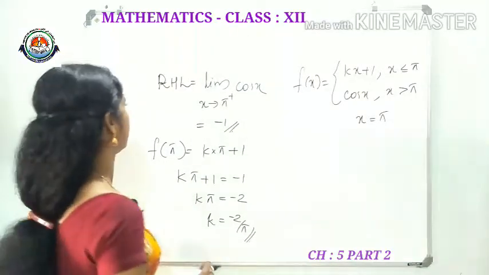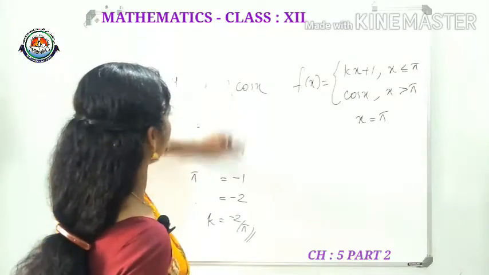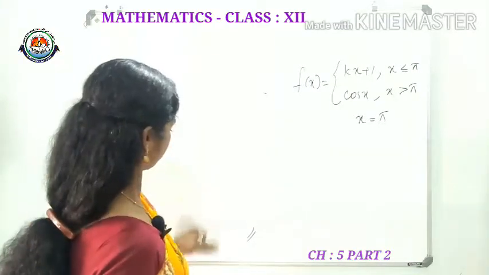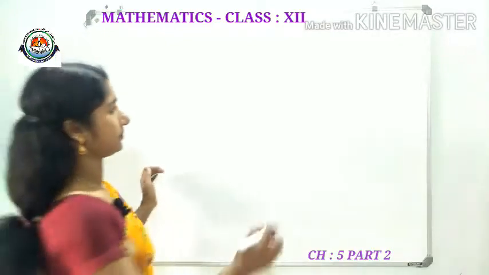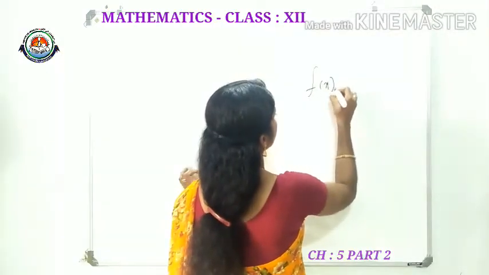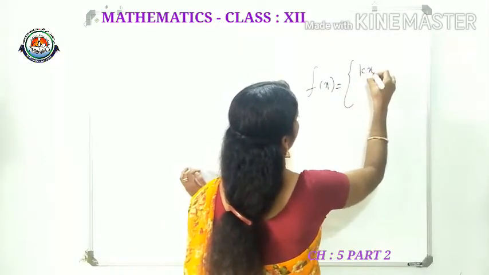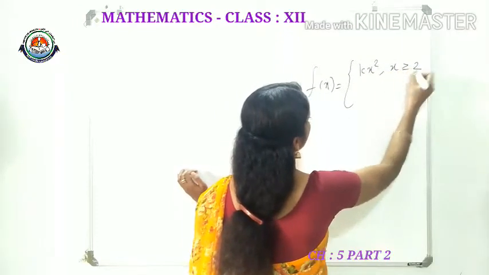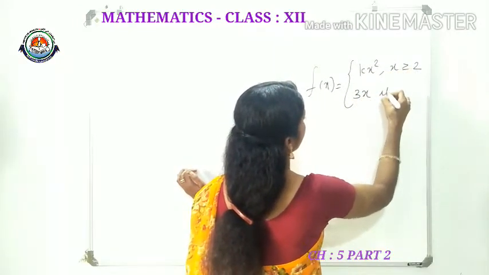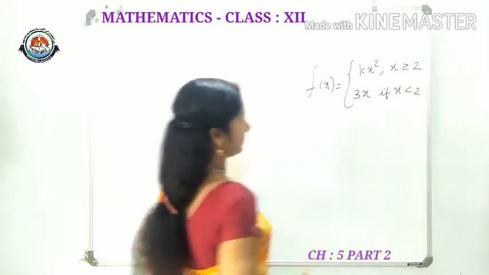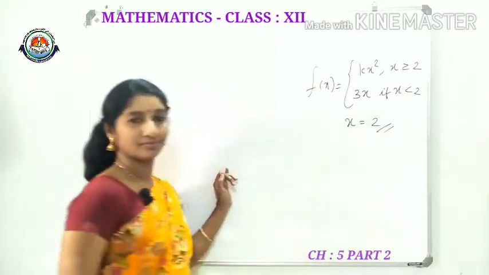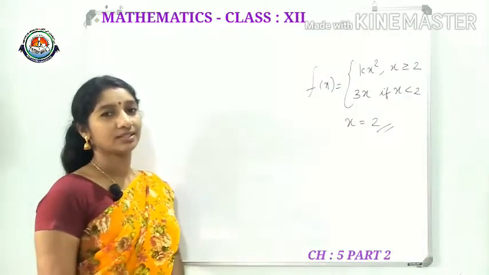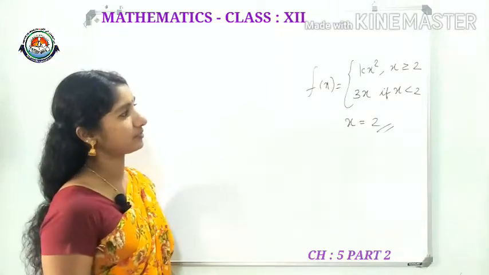Very important question, finding the values of k. Another question. F of x is equal to kx square if x is greater than or equal to 2, and 3x if x is less than 2, and it is given it is continuous at x equal to 2. We need to find the value of k. Same type of question which we discussed before.